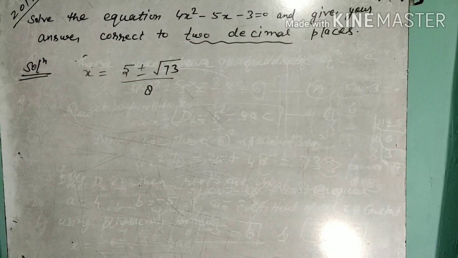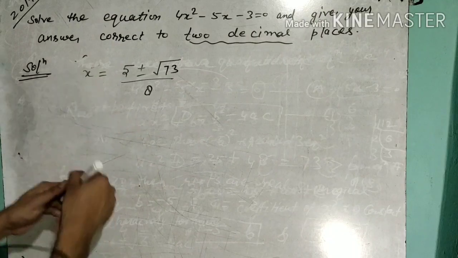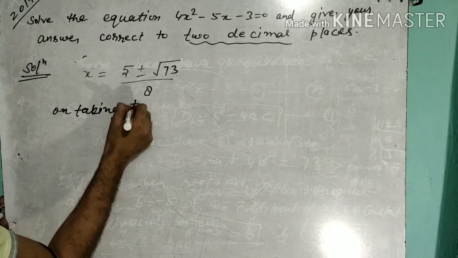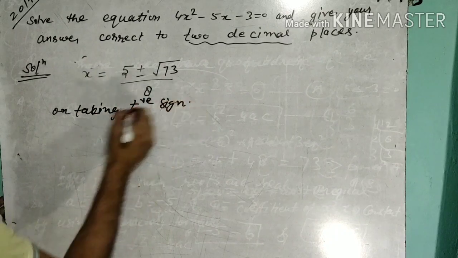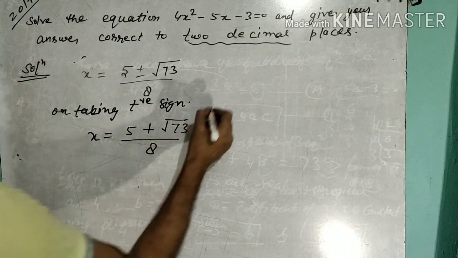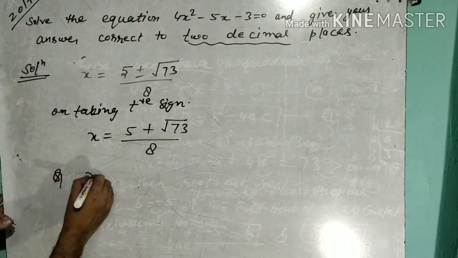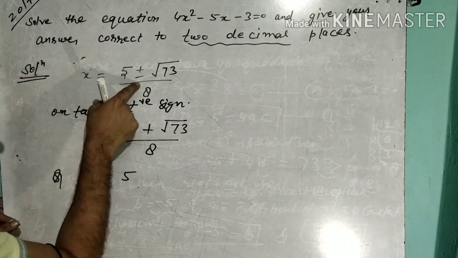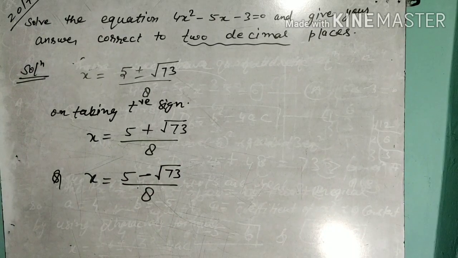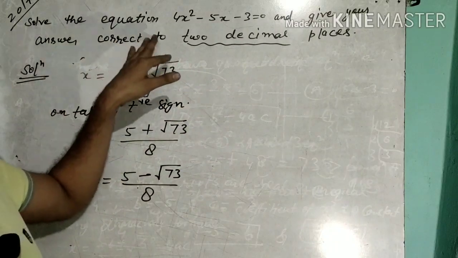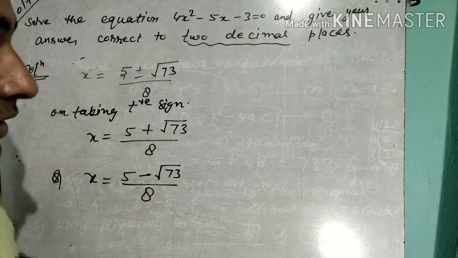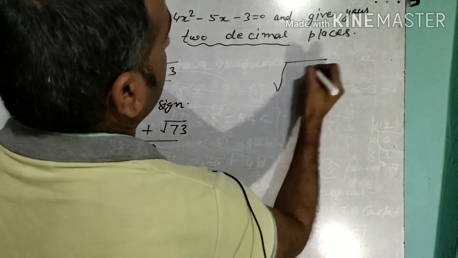So students, finally we have two values. First, on taking the positive sign, x is 5 plus root 73 upon 8, and x is equal to, with the minus sign, 5 minus root 73 upon 8. So students, our question is what? We need to find the answer correct to 2 decimal places. That means we need to find the square root of 73. Now learn here how we will find root 73.